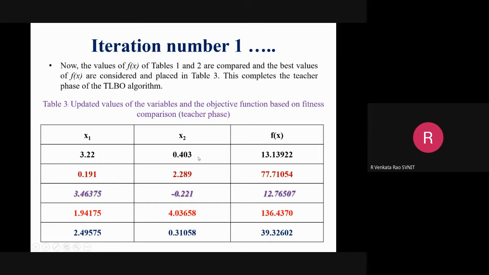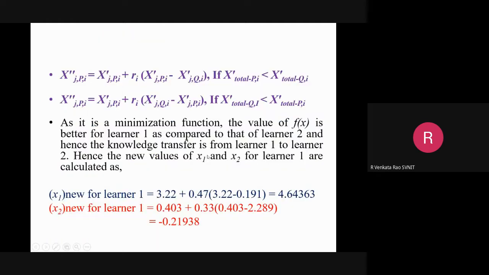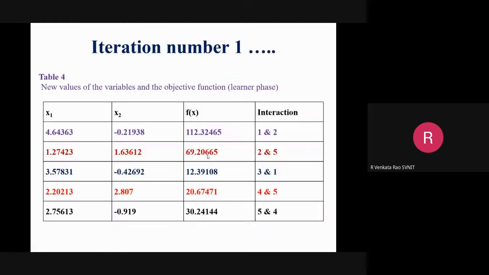How do I calculate this? The old value 0.403 plus some random number, any random number between 0 and 1. 0.403 plus random number multiplied by, in brackets, 0.403 minus 2.289. That will be the new value of x2 for learner 1. You can see now how I have done it.